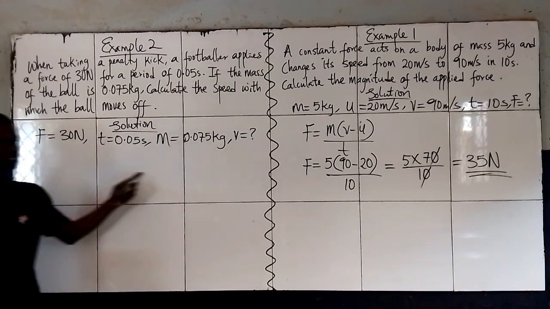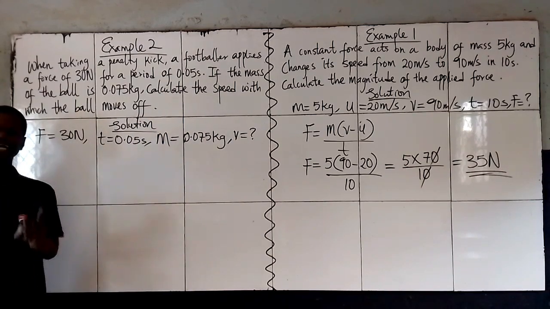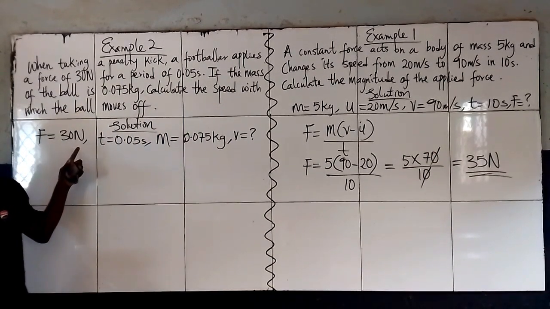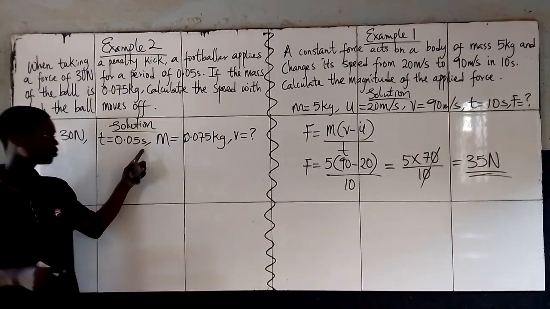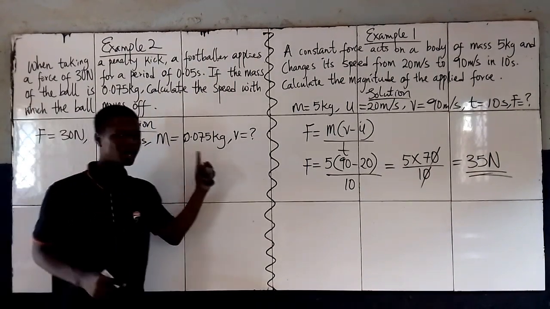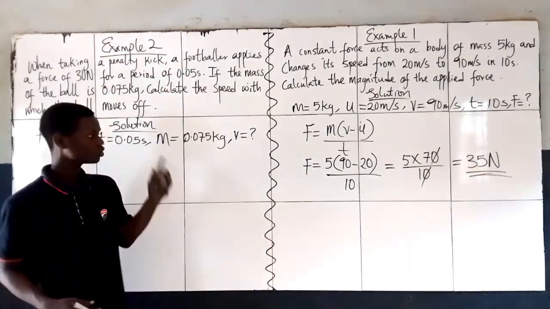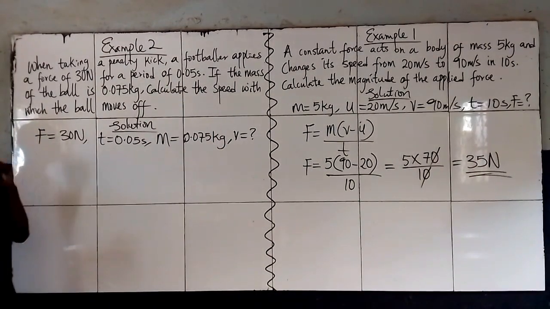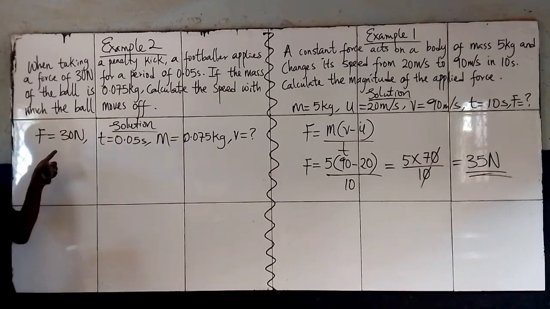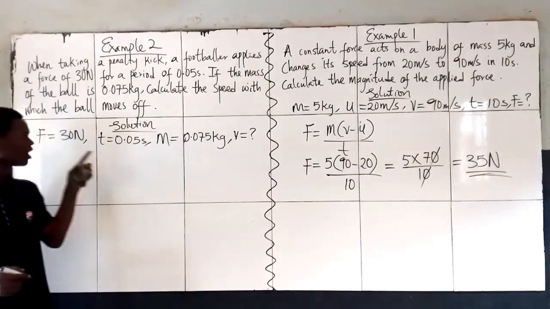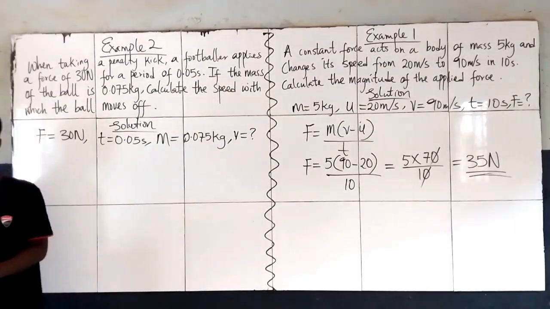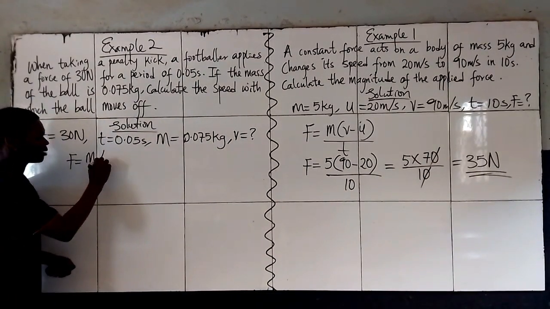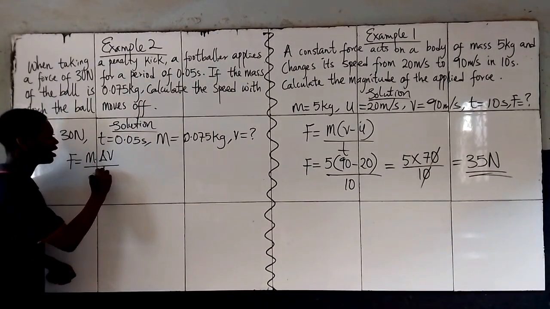Now observe something. Ensure that all that you have is in their standard international units. Is force in the right unit? Yes, Newton it is. For time, it was second. For mass, it is kilogram. Is it not? So all of them were given in their standard units. So we are going to proceed. Now ask yourself, which formula can you use that will have all these quantities in it? The formula is force is equals to mass times change in velocity over time.